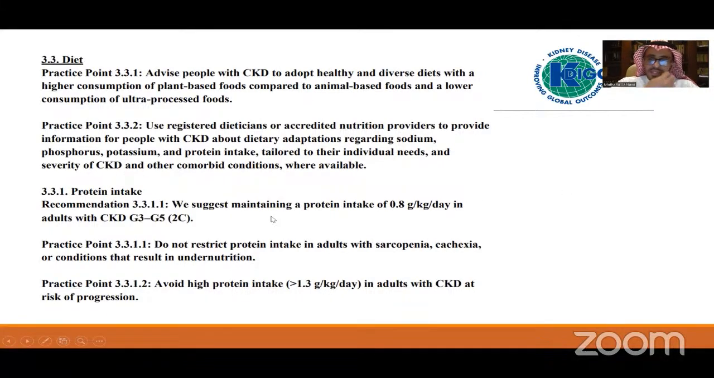The suggested protein intake by KDIGO is 0.8 gram per kg per day in those with stage 3 to stage 5. But we should not restrict protein in those who are at risk of malnutrition. In those patients who are at risk of CKD progression, it is recommended to avoid high protein intake, which is more than 1.3 gram per kg per day.